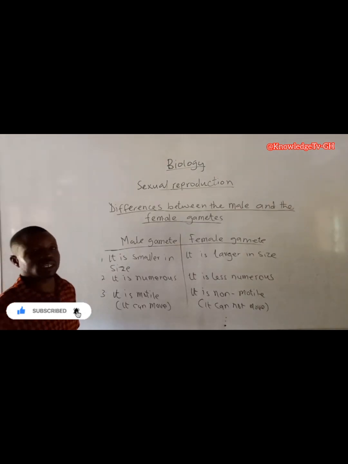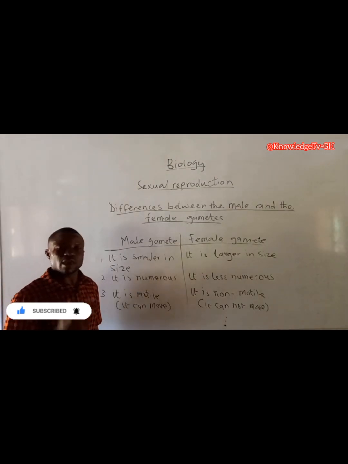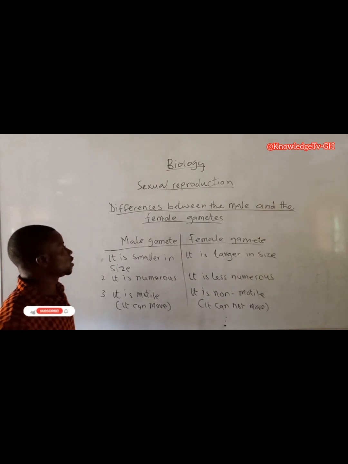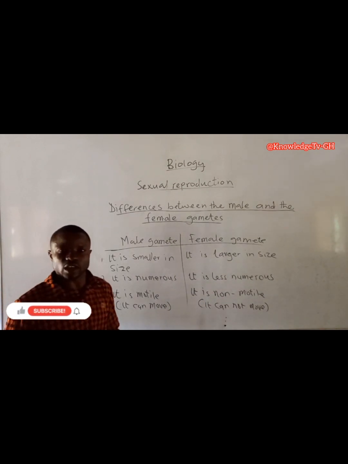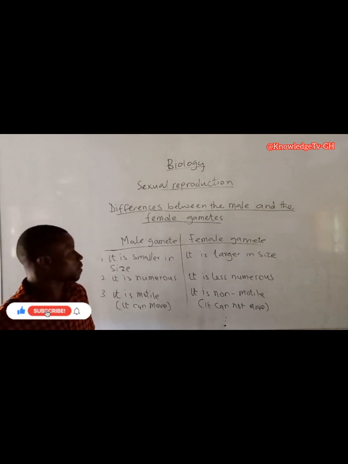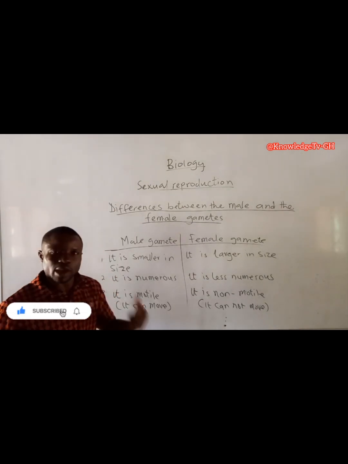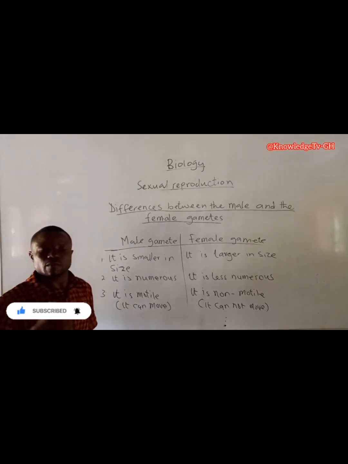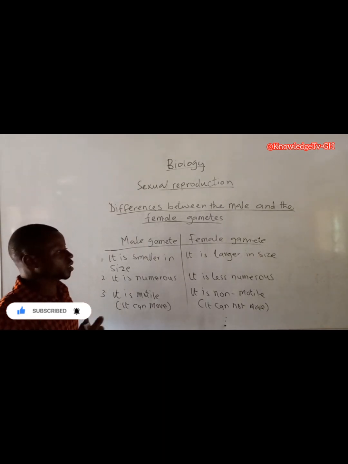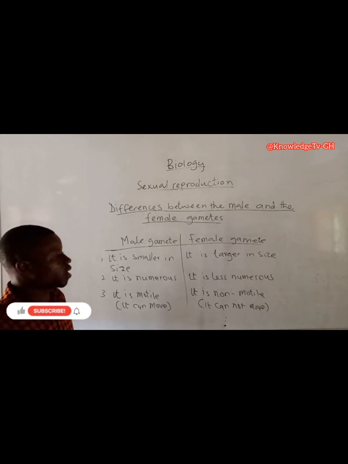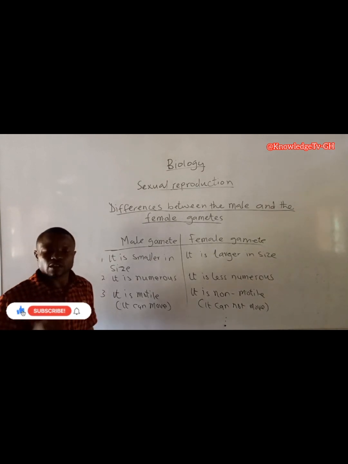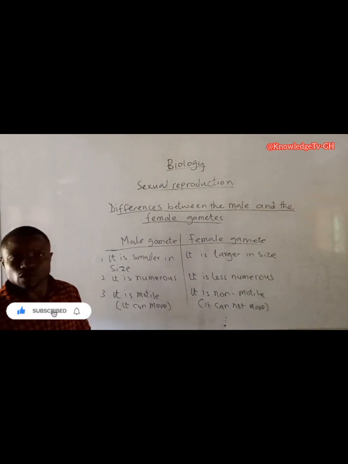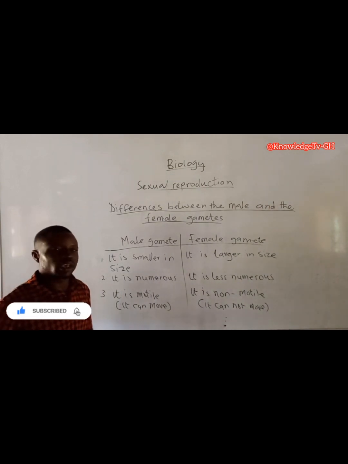Okay, so now let's look at some differences between the male and the female gamete. The male gamete is smaller in size, whilst the female gamete is larger in size. The male gamete is also numerous. As we know, sperm cells are very numerous. But the female gamete is less numerous. Number three is that the male gamete is motile, that means that it can move, but the female gamete is not motile.